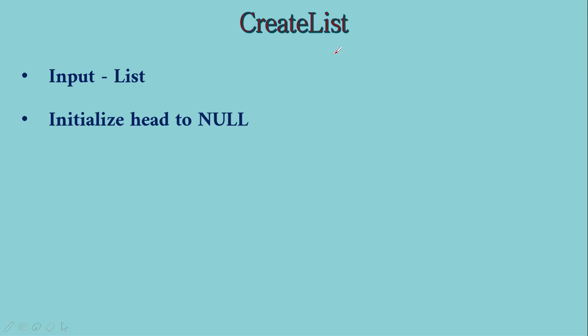In the create list function, what we are going to do is create an empty list. The objective of this function is to create an empty list. So how will we indicate an empty list? If head is null. Actually null is equivalent to something like 0 for integers. It is like emptiness.